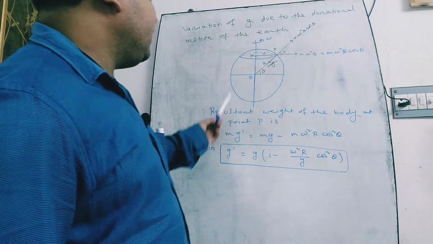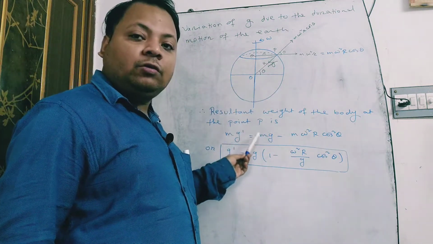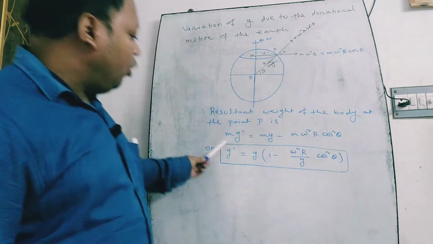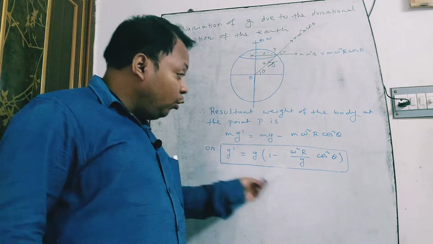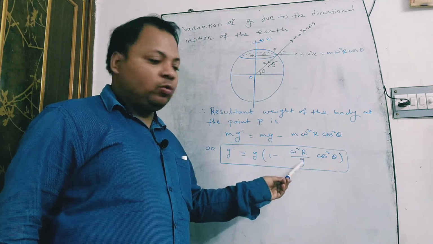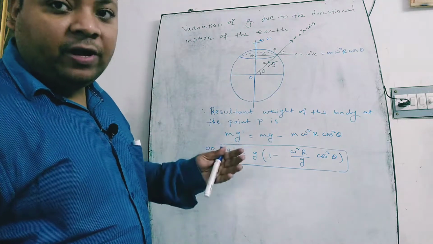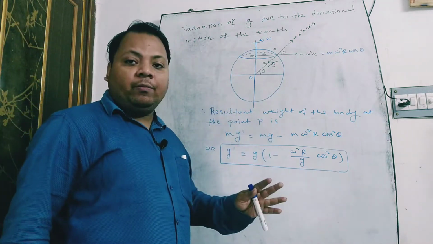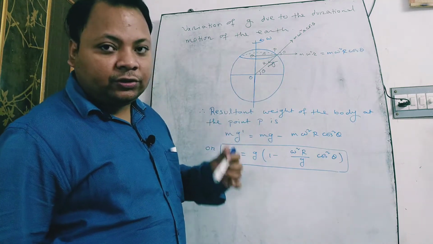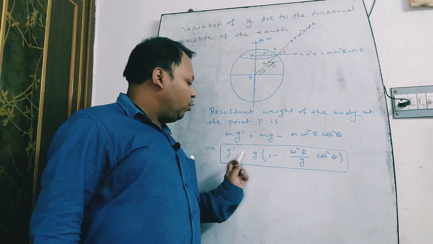Therefore, the resultant weight of the body at the point P is mg' = mg − mω²R cos²θ, or g' = g(1 − (ω²R/g) cos²θ). Therefore, the value of g' is minimum at the equator, and the value of g' is maximum at the two poles.